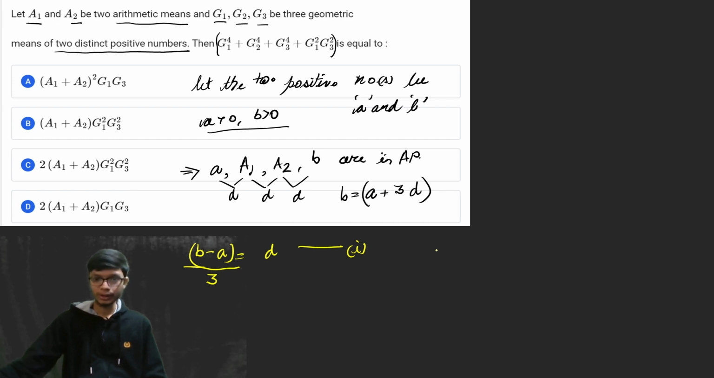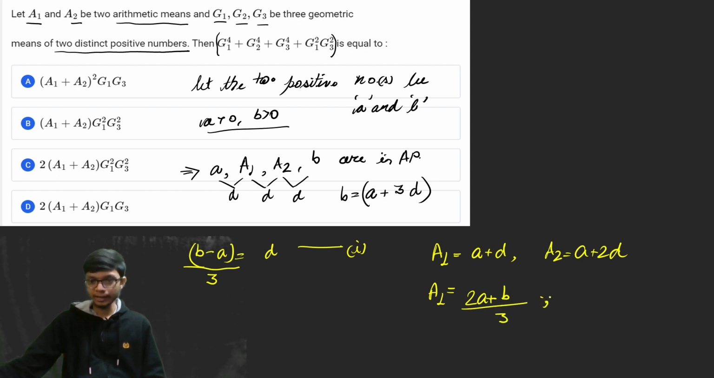Now what I can look for is that if I write A1, A1 is basically equal to A plus D, and similarly A2 is equal to A plus 2D. Okay, you can definitely observe. Now if you put the values of D back into this equation, you will get the value of A1 as (2A plus B) divided by 3, and similarly the value of A2 is equal to A plus 2B by 3.